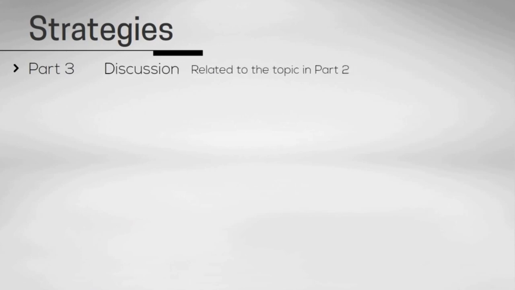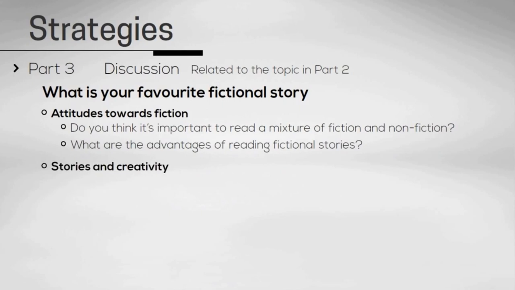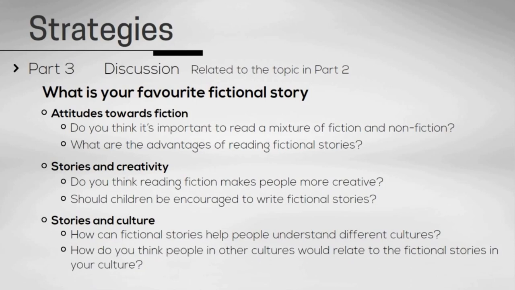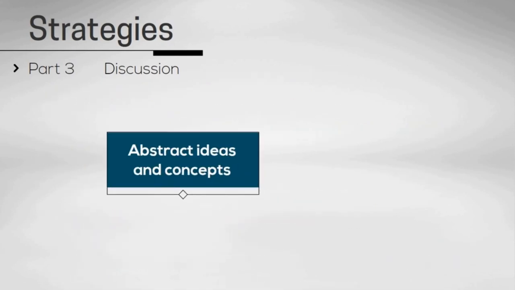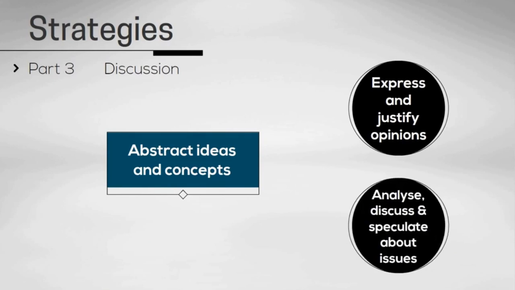The final part of the speaking test will be a discussion between yourself and the examiner. This discussion will be related to the topic you covered in the second part of the test. So following on from the previous example, you may be asked some questions like this. The main idea of part 3 is to give you an opportunity to discuss more abstract ideas and concepts around this topic. This part of the test focuses on your ability to express and justify opinions, and to analyze, discuss, and speculate about issues. This section will last between 4 and 5 minutes.